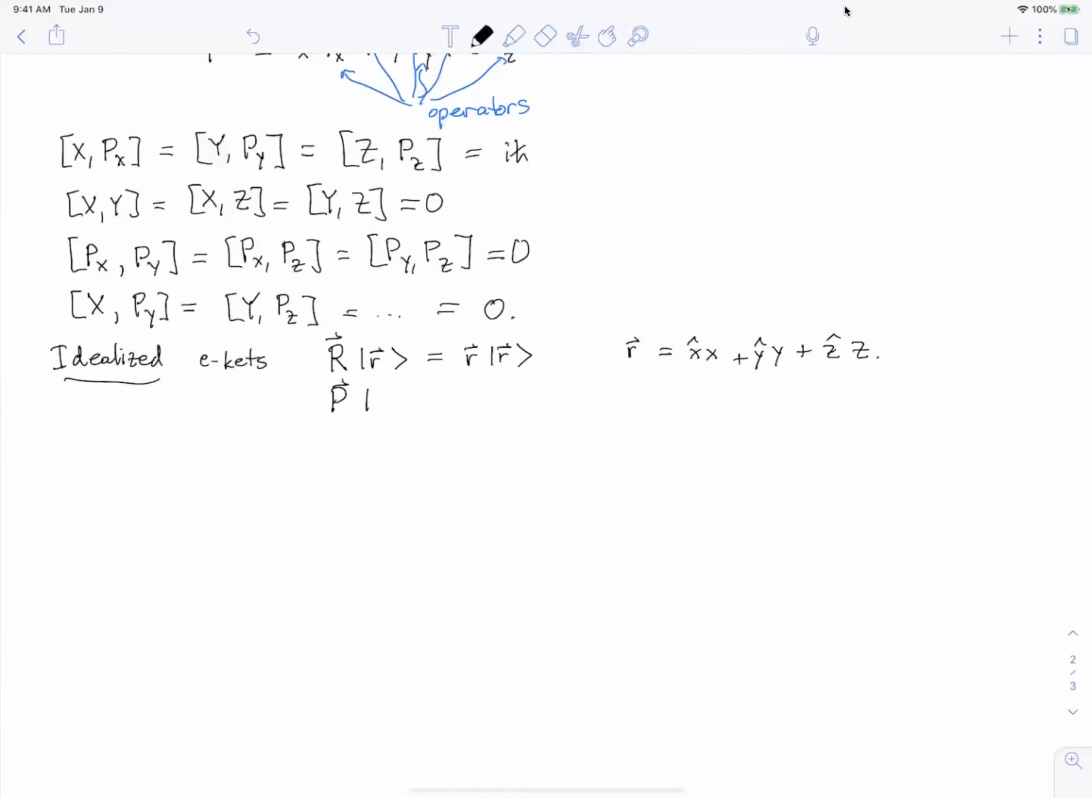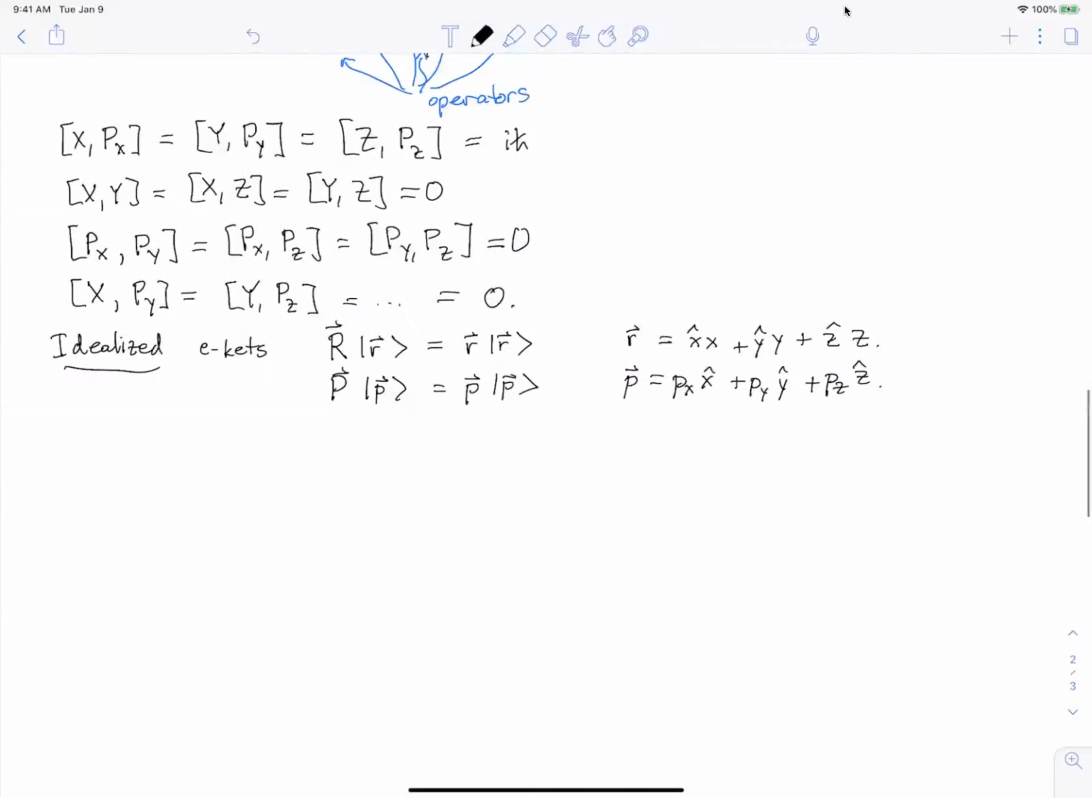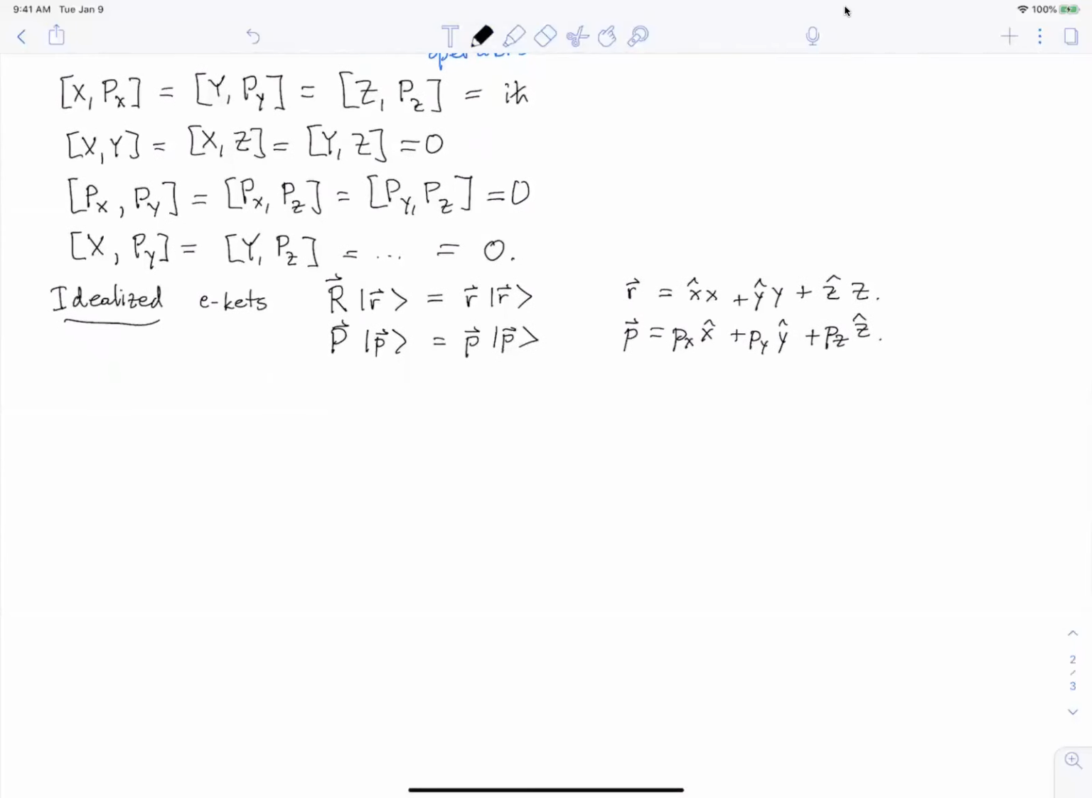And P acting on little p is similarly little p, the eigenvalue, times little p, the ket, where little p is p sub x, x hat, plus p sub y, y hat, plus p sub z, z hat, where for no good reason I wrote them in a different order. And then you can continue to steal the results that we derived in one dimension. So for example, the inner product of r with p is equal to phi sub p.